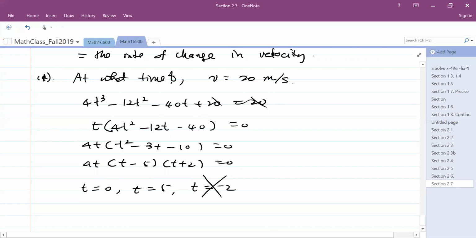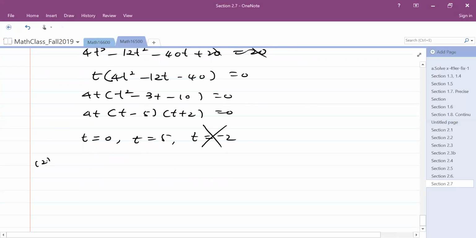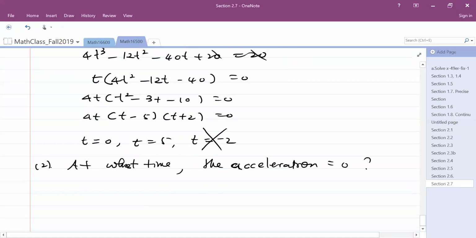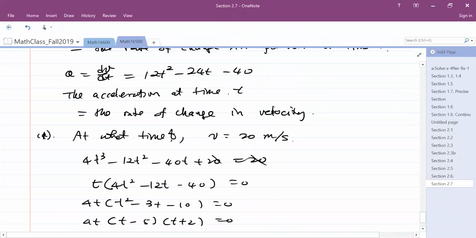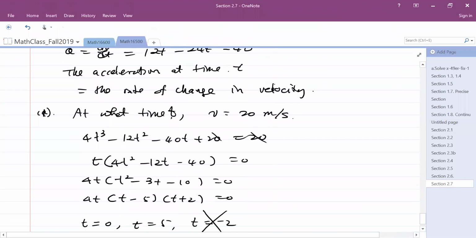And the second question is, at what time is there no acceleration? The acceleration equals 0. Then you go back to look at the acceleration formula. The acceleration here is going to be 12t squared minus 24t minus 40.